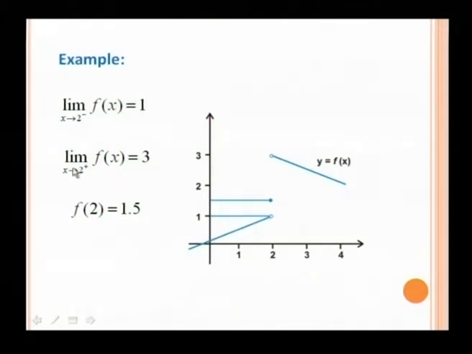And for the second function, if we have limit x tends to 2 from the positive side, then the limit tends to 3. But from this dot, it's clear that 3 is not included in the curve or the graph of this function. For the second case, the function value at 2 is equal to 1.5, which is clear from this line, and this dot means that 2 is included in the value of the function.